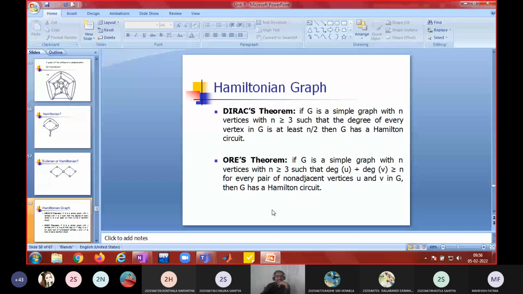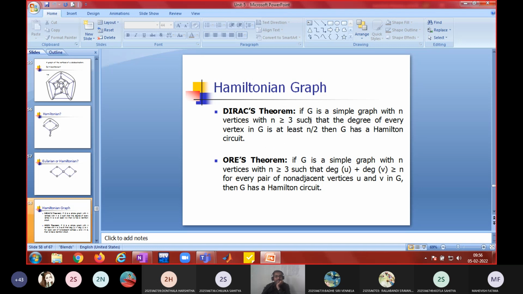What are the necessary conditions for a Hamiltonian graph? There are some theorems like this. If G is a simple graph, so for Hamiltonians we are talking about simple graphs now. The theorems are on simple graphs. If G is a simple graph with n vertices, where the number of vertices is at least 3, such that the degree of every vertex in G is at least n by 2, then G has a Hamiltonian circuit.